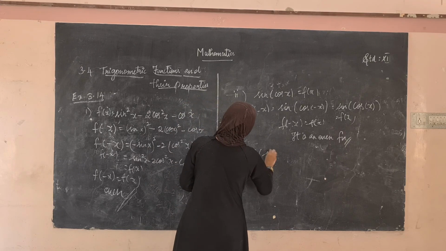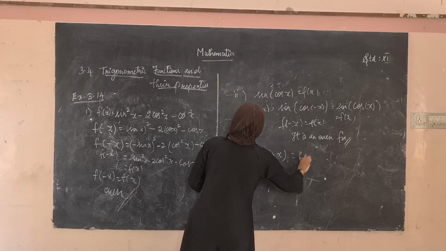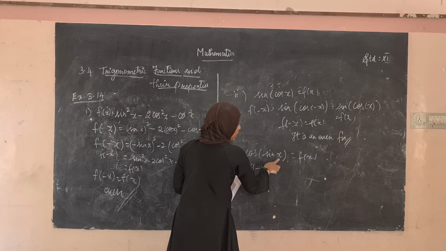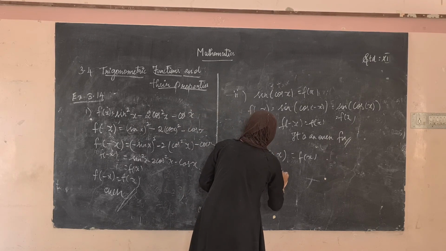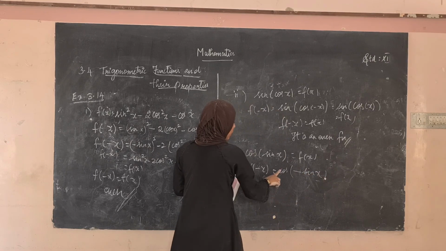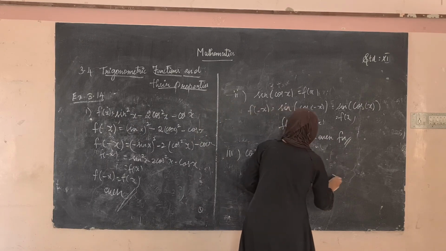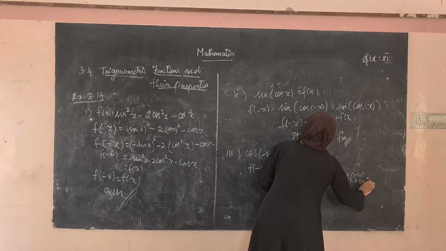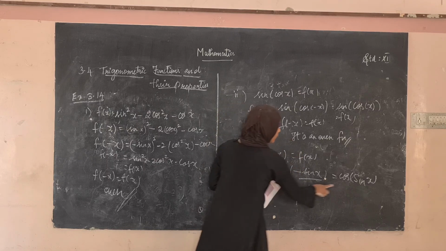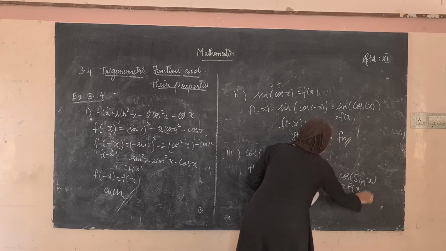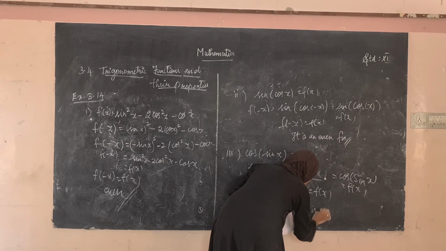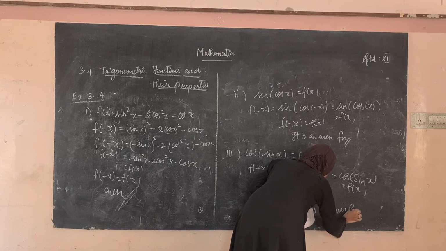Okay, see the third sum. Cos of sin x. Okay, let this be f of x. Then what happens? F of minus x, where x is there you have to substitute minus x. So sin of minus x becomes minus sin x. Cos of minus sin x. Okay, so cos of minus theta is cos theta, which is equal to cos sin x. Why? Take this as theta. If you take this as theta, cos of minus theta is cos theta. Therefore cos sin x, which is equal to f of x. That is f of minus x is equal to f of x. Therefore it is an even function.